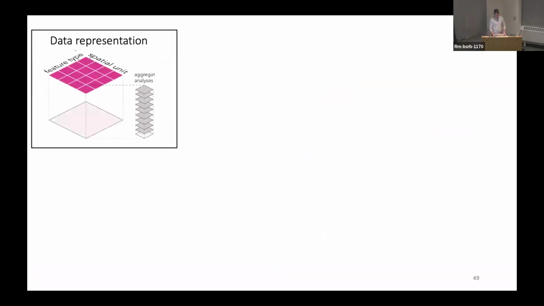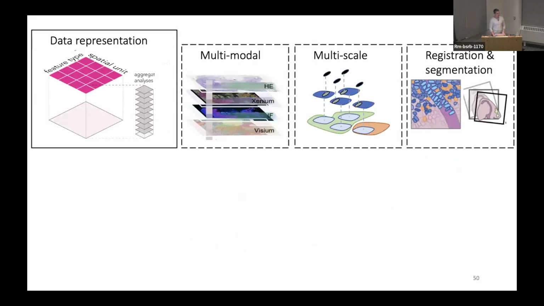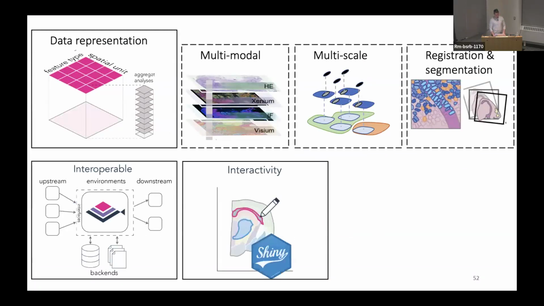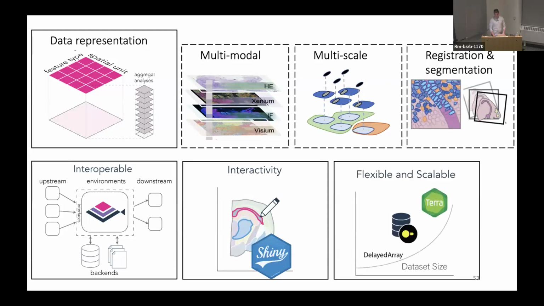All right, so I'm going to give you a few examples. I'm going to talk about how we have a different concept about how we represent the spatial data. I'm going to show you some examples of what you can then do with multimodal data, what you can do with multi-scale data, how it can help you register multiple modalities, how we are interoperable with other very popular systems, how we can help you be interactive, so it's kind of like a human in the loop type of analysis, and some of our recent efforts in making it more flexible and scalable, because the spatial data is huge. The data is much bigger than any single-cell RNA-seq or combined single-cell RNA-seq data set that you've ever worked with.